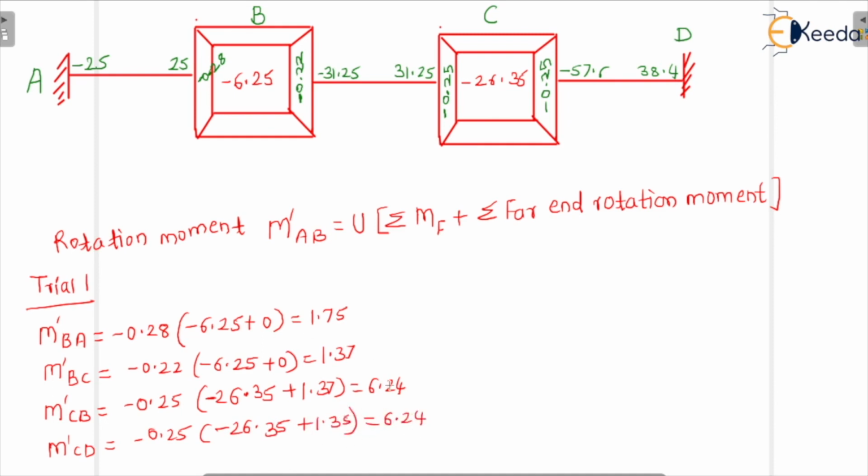Now once you get this, write down these values over here. Okay, so our values we got as 1.75, 1.37, 6.24, 6.24. Okay, these are the values we got. Now let's go for the next trial. So here, trial 2.